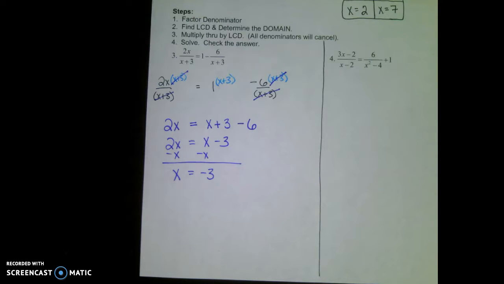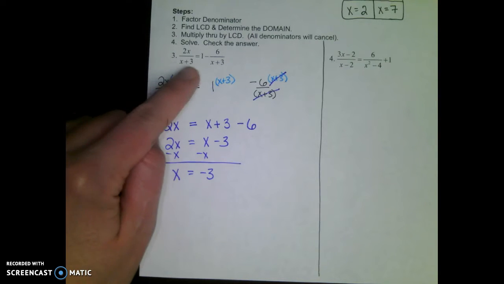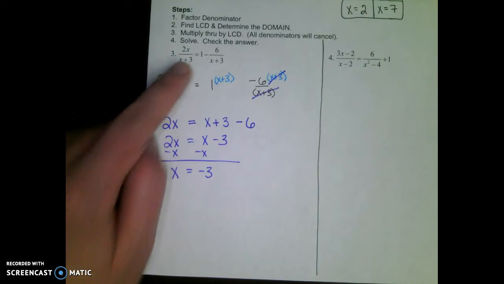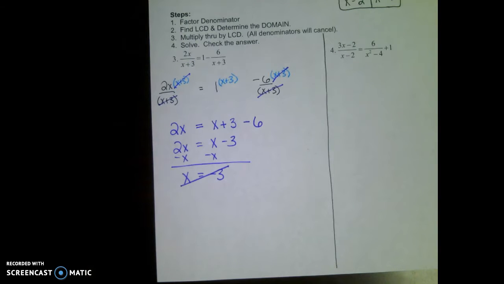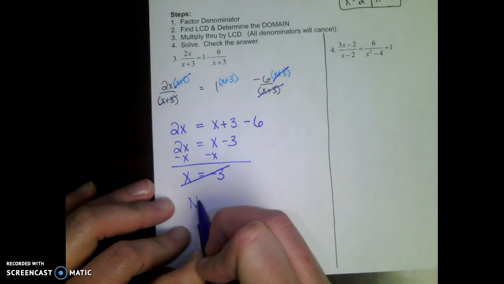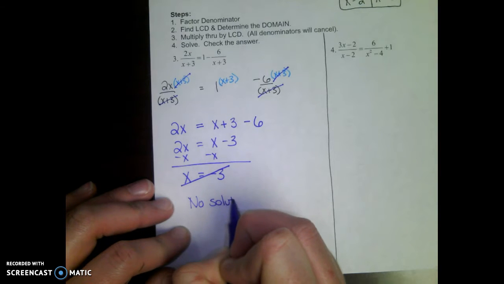Last step is still check your solutions. Would an x value of negative 3 make any of our original denominators equal 0? What is negative 3 plus 3? 0. So that solution doesn't actually work. We did all that work, and then the solution doesn't actually work. If our solution doesn't work, that means there are no solutions.